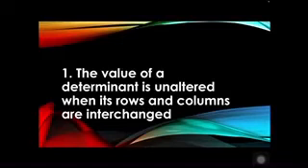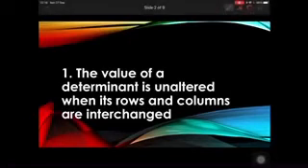First one, the value of a determinant is unaltered when its rows and columns are interchanged. When its rows and columns are interchanged, we get the transpose of the matrix. So even in the transpose, the value of the determinant remains the same. It is unaltered.